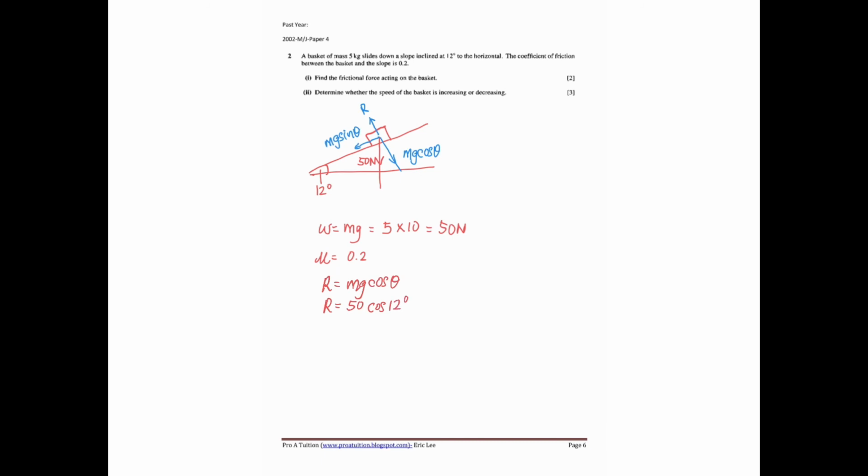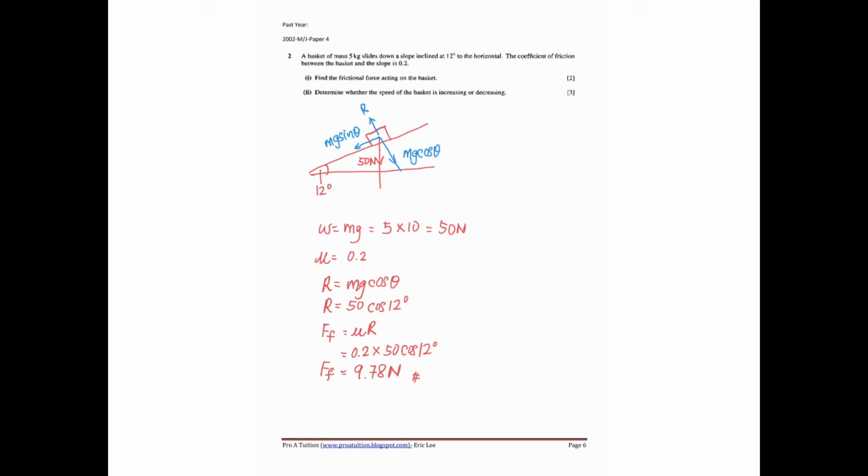So we get R already, and then we use the frictional force formula, mu times R. The mu is 0.2, the R is 50 cos 12 degrees, and then we press the calculator and we get 9.78 Newton. So that is the frictional force. We get 2 marks by using F equals mu R. Okay, so the first part is done.